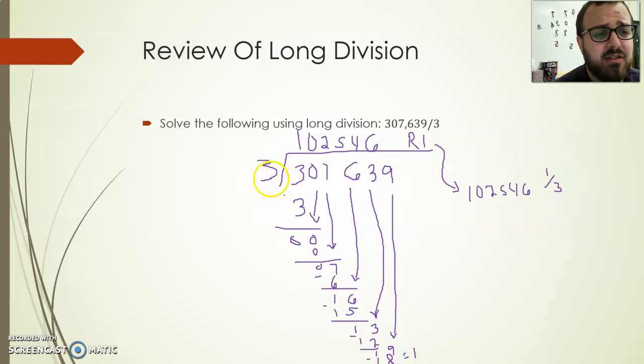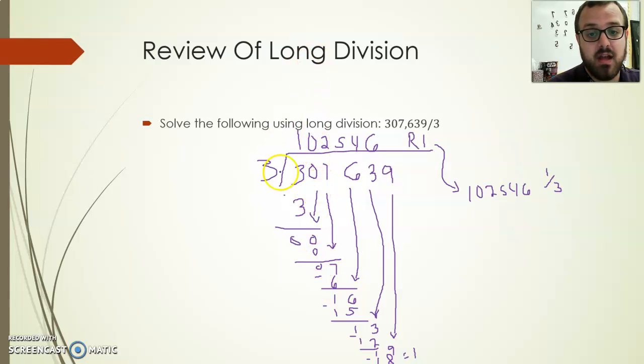The other way to think about it is, what does this multiply by to give you this number here? 3 times 1 gives me 3. By the time I get down here, I have 7. 3 times 2 gives me 6, which is the closest to 7 I can get. And then in the 16, 3 times 5 is the closest I can get to 16, so on and so forth, okay? So that's how we long divide.